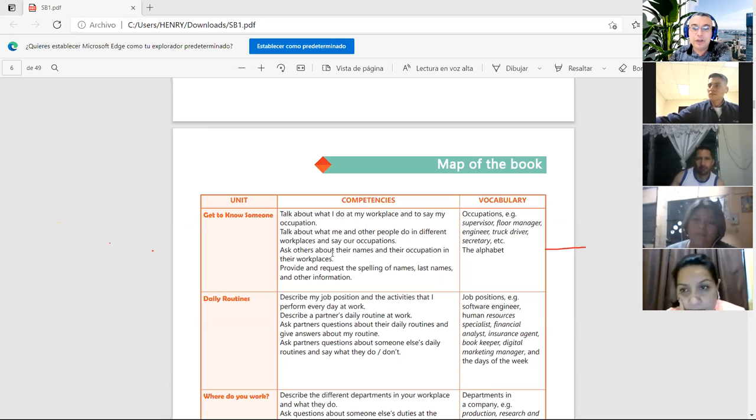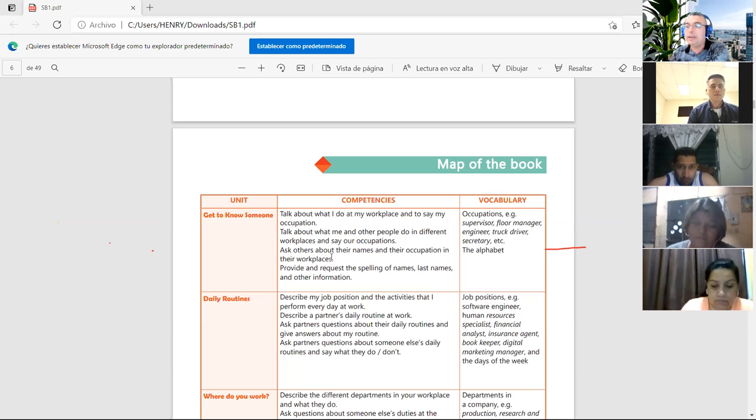So, ask others about their names and their occupation in their workplace. Vamos a también preguntarles a los demás sobre sus nombres y su occupation, all right? In the workplaces.